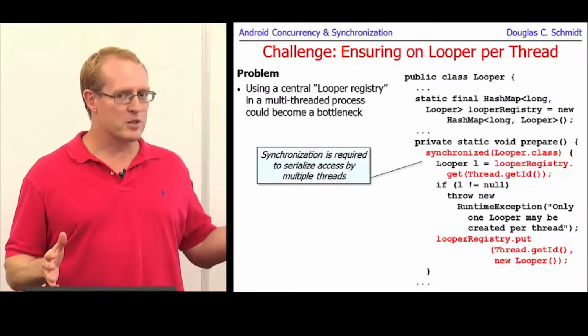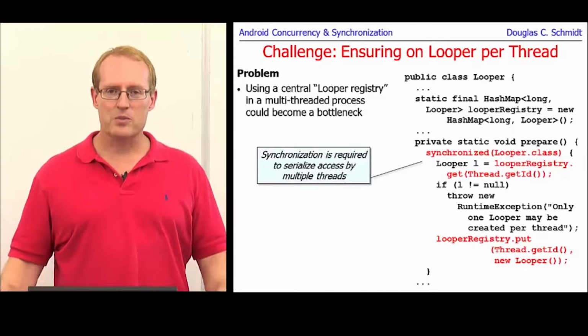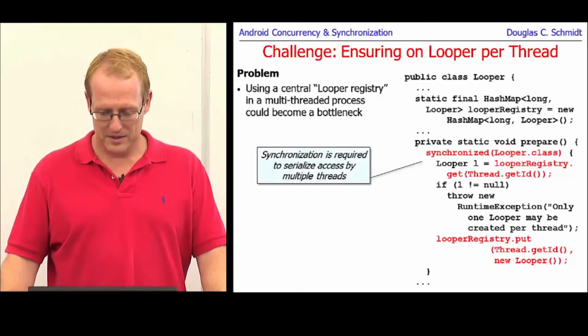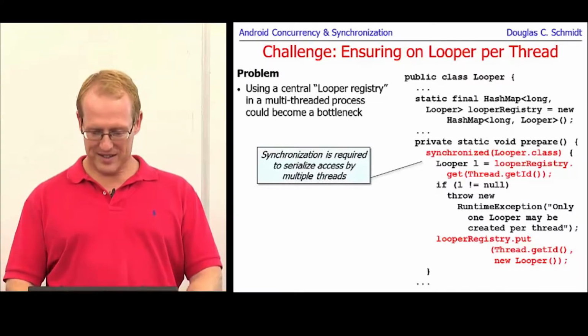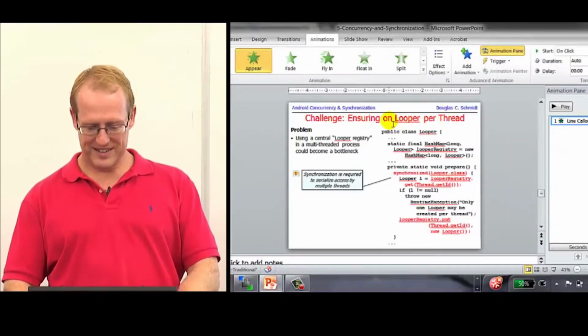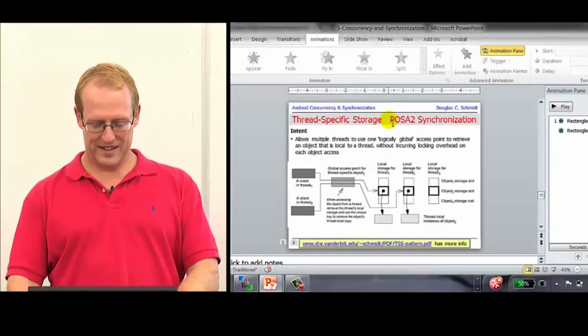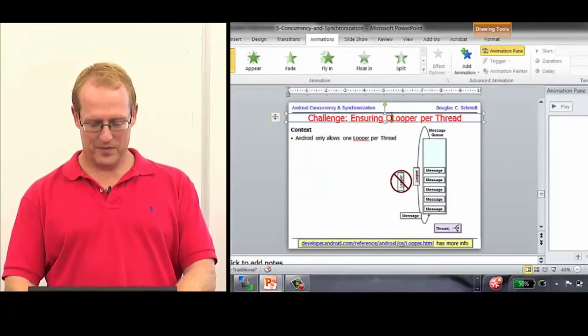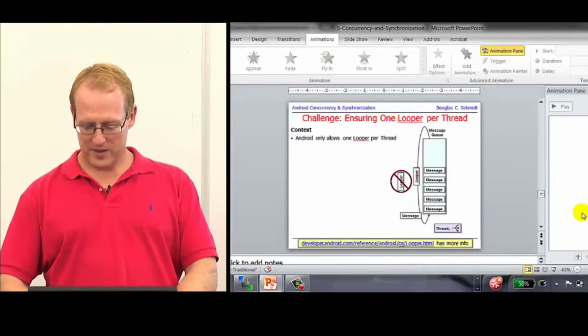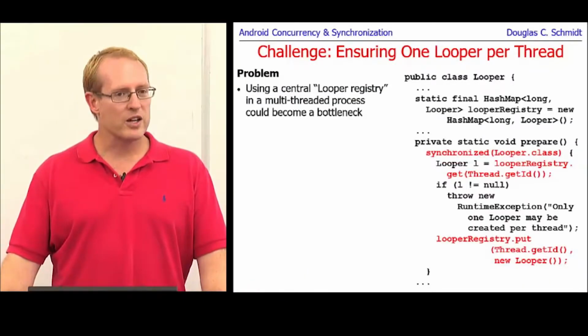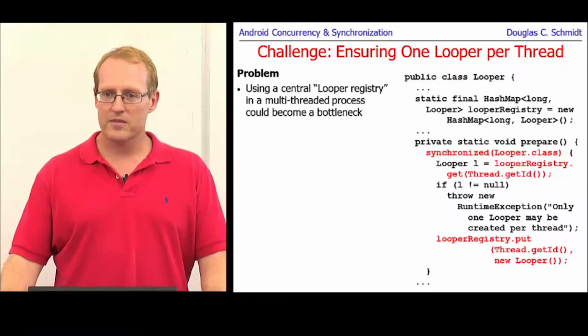OK, any other questions about this particular approach? So the downside with this particular approach, yeah? Is it supposed to say ensuring one looper per thread? Yes. Does it say "on"? Yep. Oh, ha. Let's change that. That's the kind of thing I would forget. All right, so any questions about the particular issues of the design?